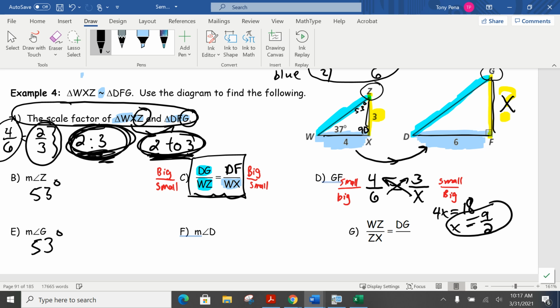All right, and then pretty much same idea with the D, right? If we understand that D corresponds to W, that's got to be 37 degrees. Or look at your congruency statement, the D and the W are first listed, they have to have the same degree measure, okay? All right, G real quick.